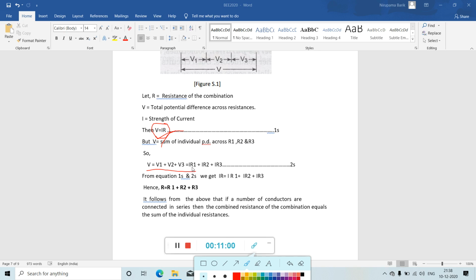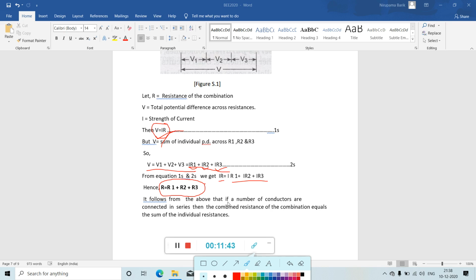In conductor AB, the resistance value is R1 and the same current flows through all the conductors, that's why it is I into R1. And again V2 is I into R2 and V3 is I into R3, and V is equal to I into R. So this is equation 1, this is equation 2. If we combine equations 1 and 2, then in place of V we can write I into R, and on the right hand side it is IR1 plus IR2 plus IR3. I cancels out, then we have R is equal to R1 plus R2 plus R3. So what is the conclusion here?